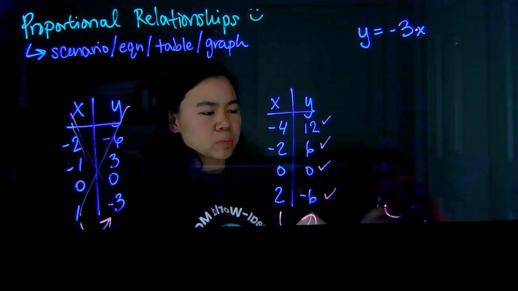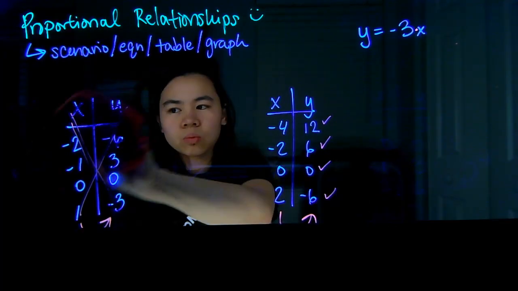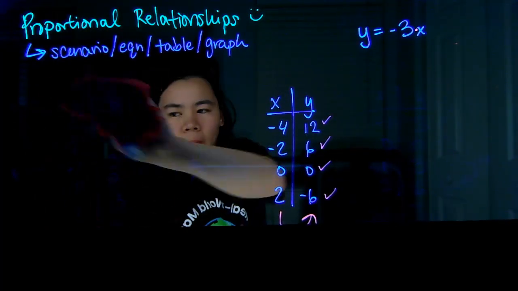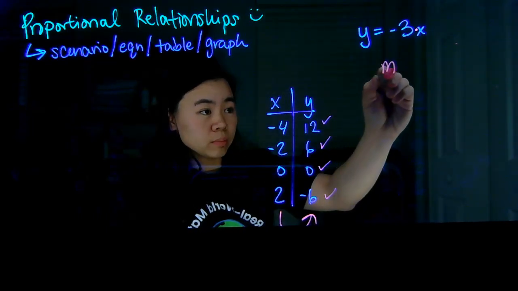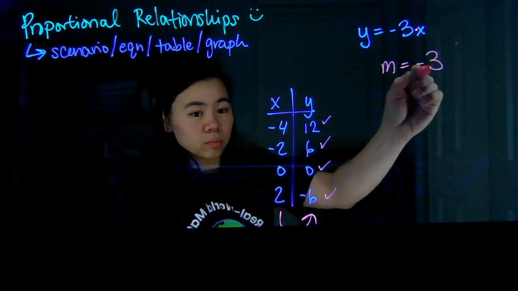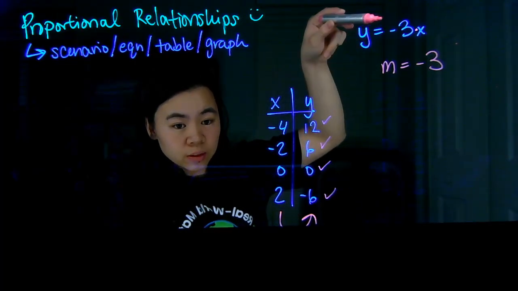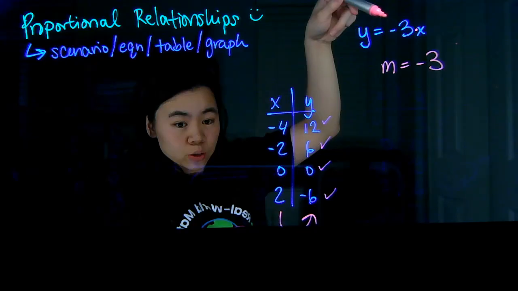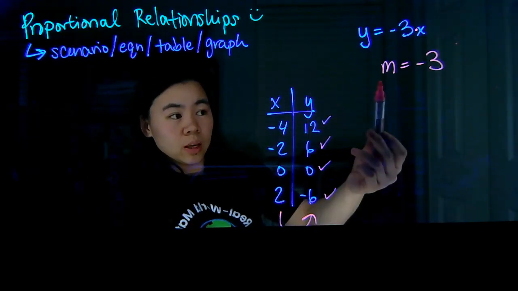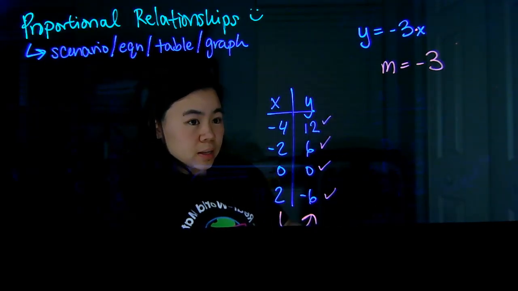Let's think about this in terms of the slope. If this is the equation, what is the slope? Slope is m, that number. Remember, that's the only thing we're changing in our equation y equals mx. That number right there is your slope. That's m. M is negative 3.